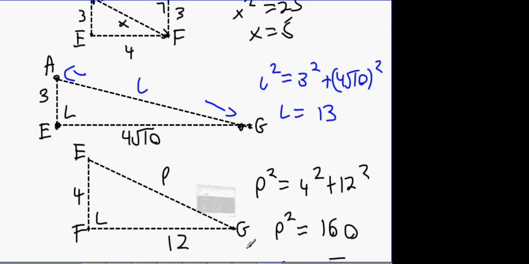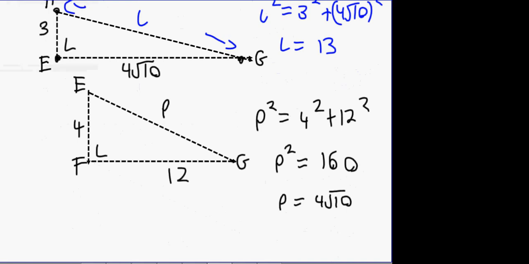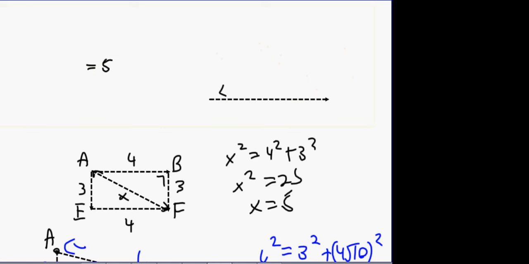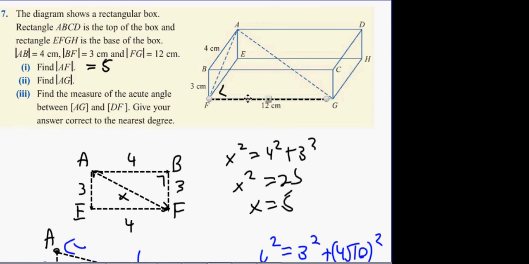Next part. Find the measure of the acute angle between AG and DF. Your answer must be to the nearest degree. So AG and DF. We have to mark this out. AG is here, and DF, where is DF? Going the opposite way, isn't it?